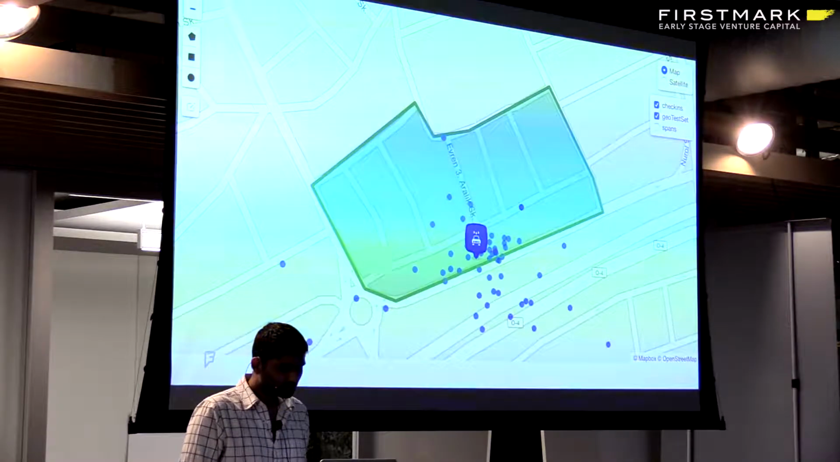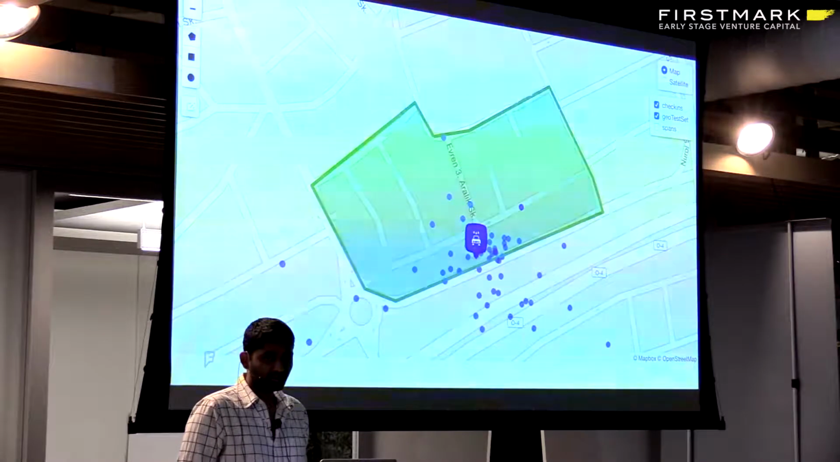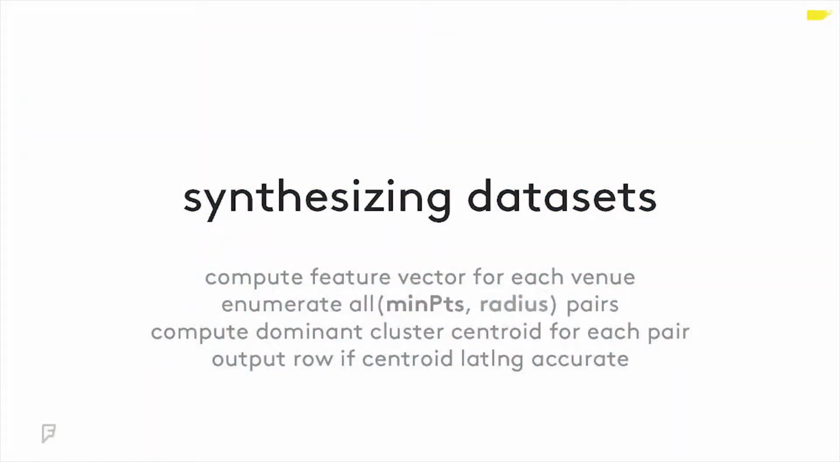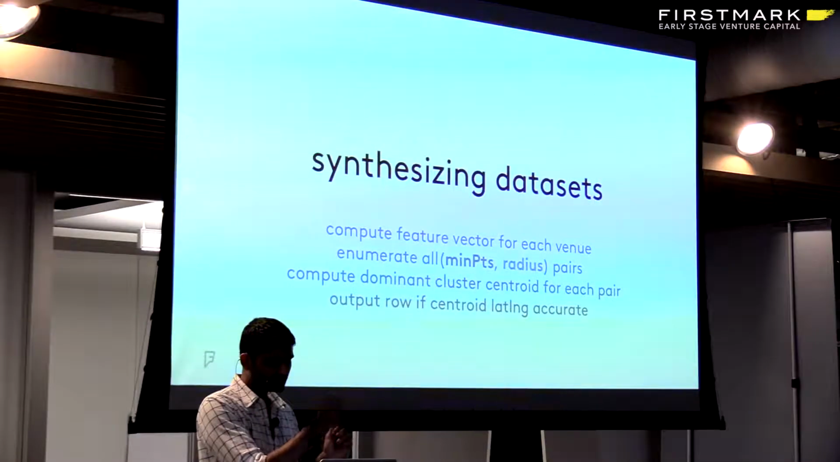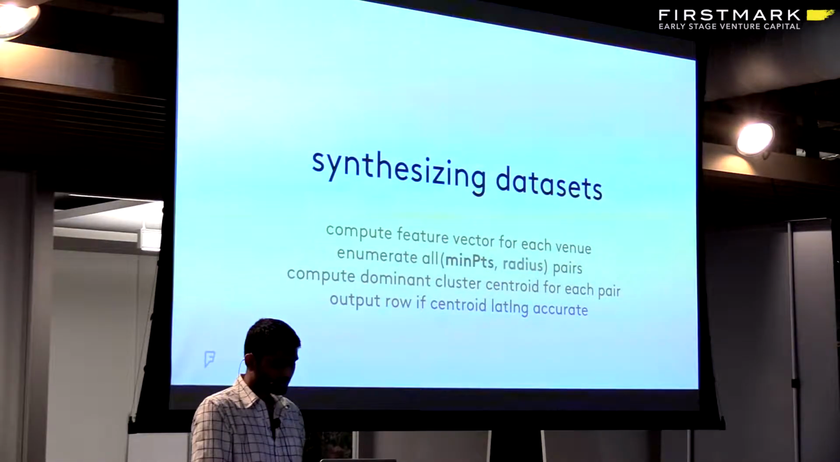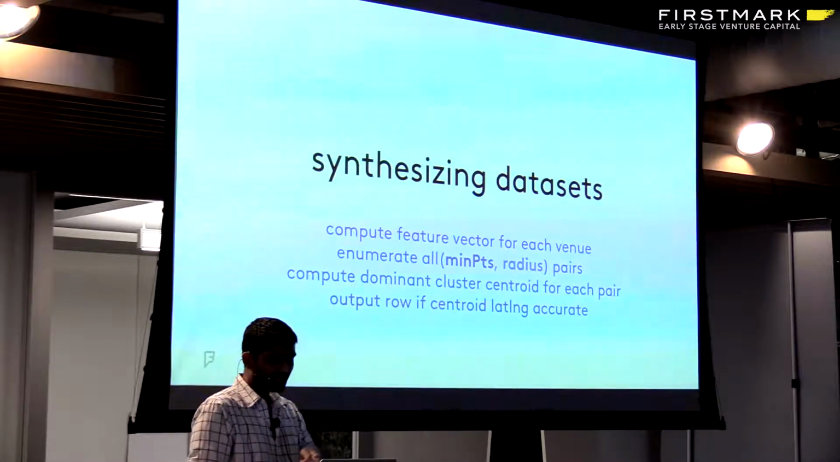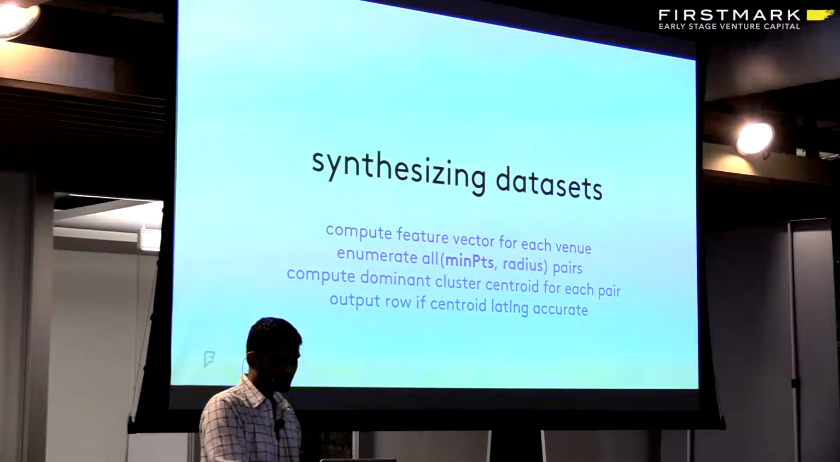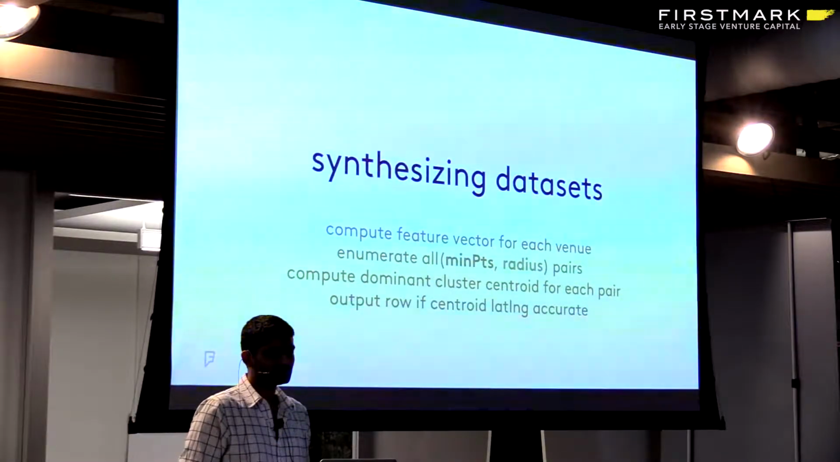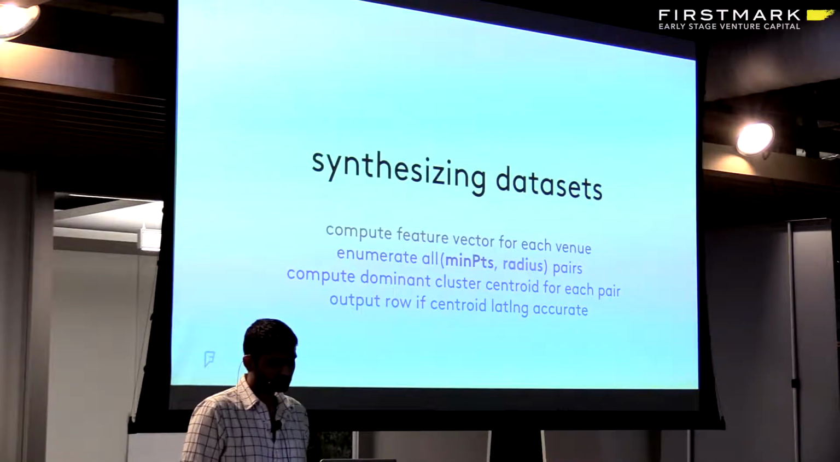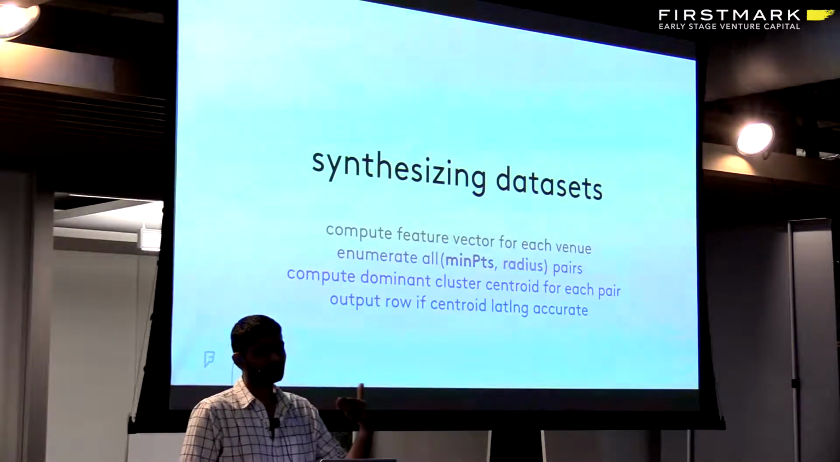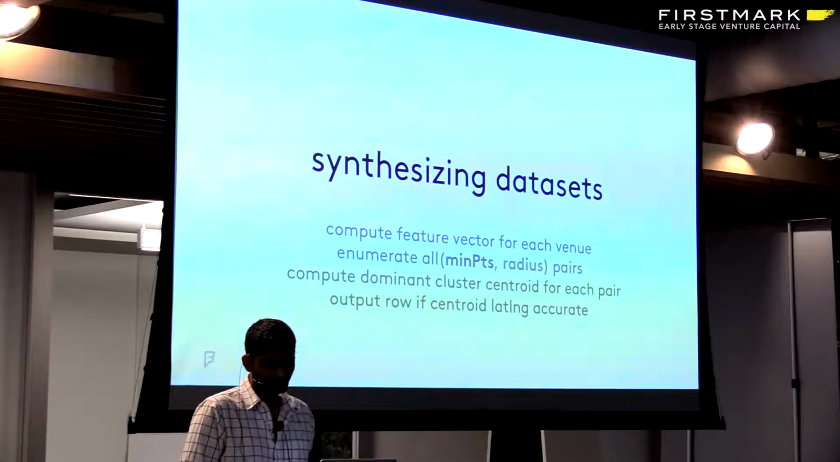Or centric. Regardless, once we'd done this, we needed to synthesize the training and validation data sets for our random forest models. The way we did this is by enumerating, for every venue in the ground truth data set, all possible min points and radius values, using them to cluster and then compute the dominant cluster centroid, and then only use rows that resulted in accurate centroids as per our definition earlier. So this could result in potentially multiple rows per input feature vector.